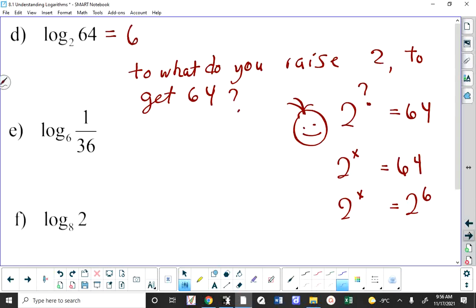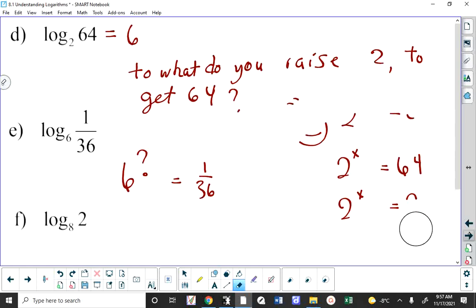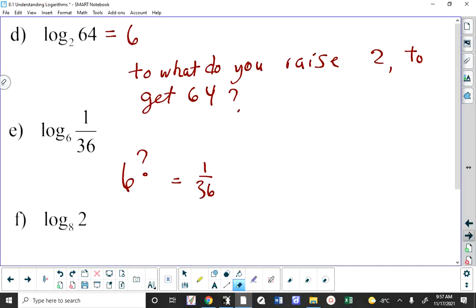To what do you raise 6 to get 1/36? Now, how many of you know the answer? Okay. Most people won't. A few people put their hands up. So if you don't know the answer, and hopefully you will later when you see something similar, you would revert to what we learned yesterday. You would solve this exponential equation where x is the answer.